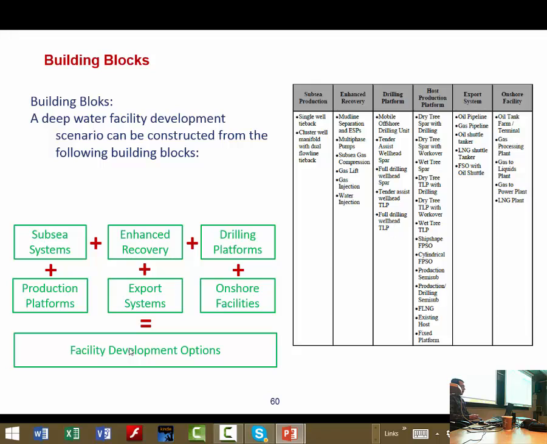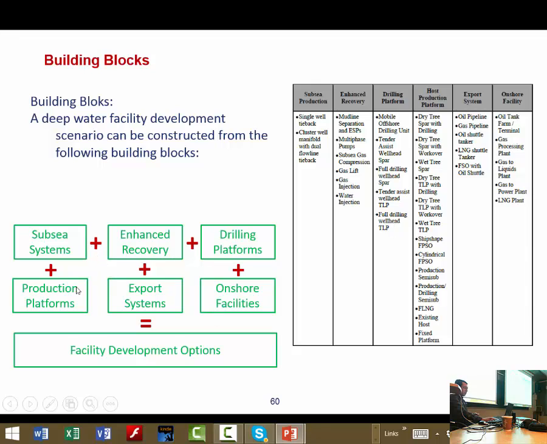Okay, and now after you define your concepts, you have the basis of design and functional requirements available. The concept screening phase will identify all the basic building blocks, as you can see here, for example: subsurface, subsea systems, enhanced recovery, drilling platform, production platform, export system, and onshore facilities. And these are different analogies you can have here.